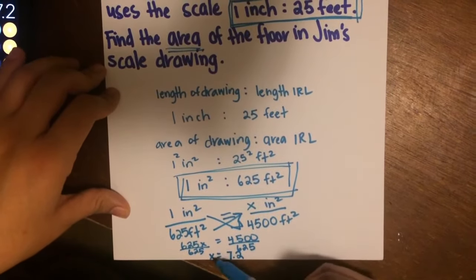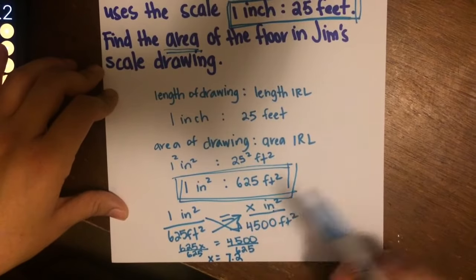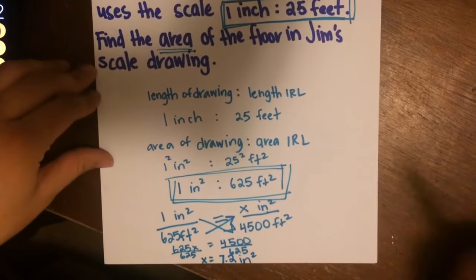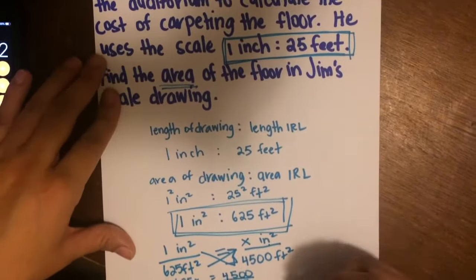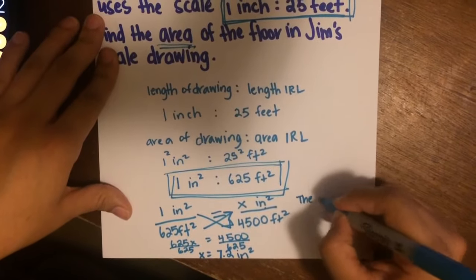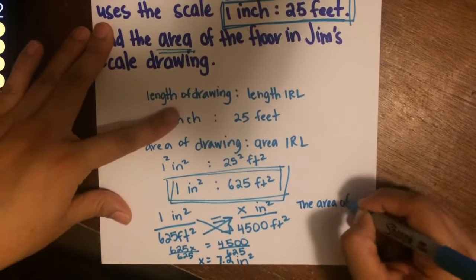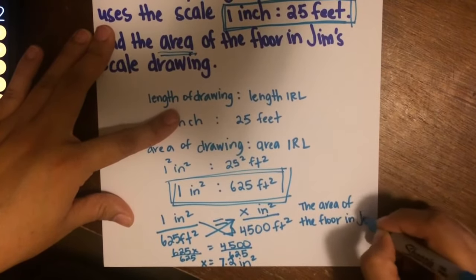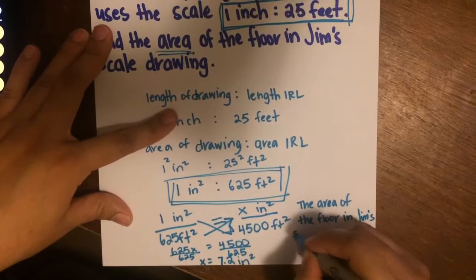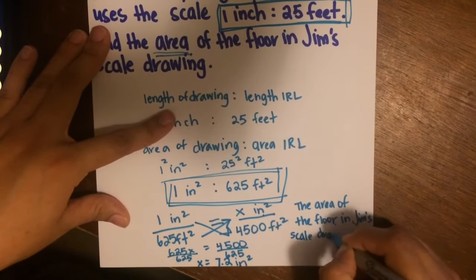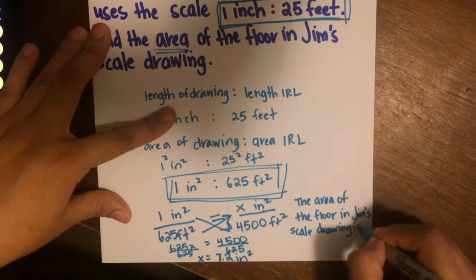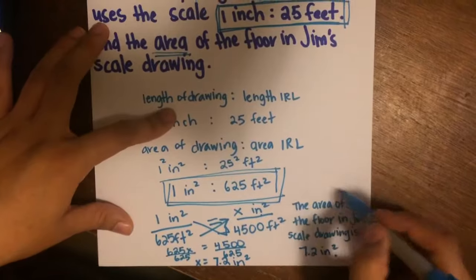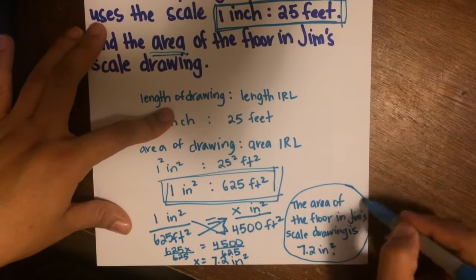Now, if I look back at what my x was up here, it was inches squared. So I'm going to bring that down, inches squared. And my final answer is going to be the area of the floor in Jim's scale drawing is 7.2 inches squared. Okay, and this would be my final answer that I would outline.